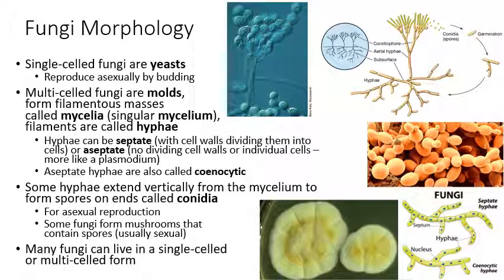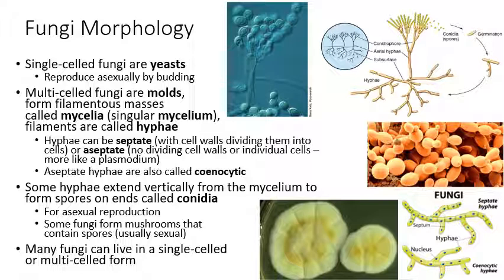For the multi-celled fungi, the molds, they're going to form masses of filaments. Each individual filament is called a hypha, or plural hyphae. Then the mass itself is the mycelium, or if you had multiple masses, mycelia. So a mold itself is like a mycelium, the body of the mold is the mycelium, and the individual filaments are the hyphae.